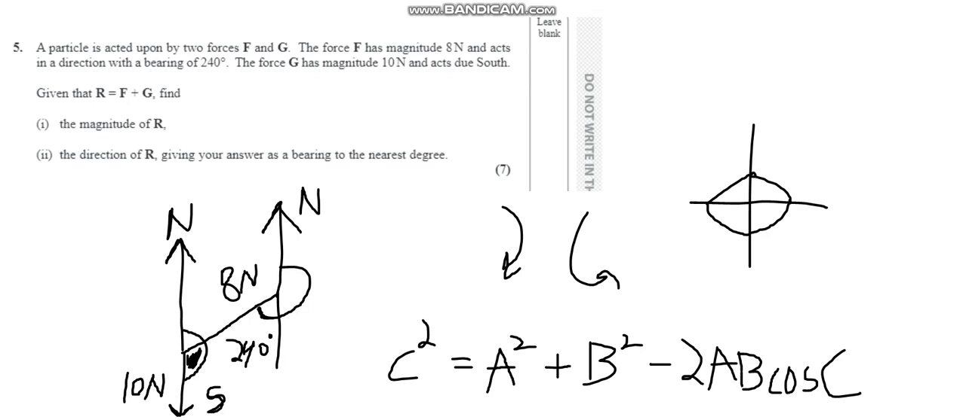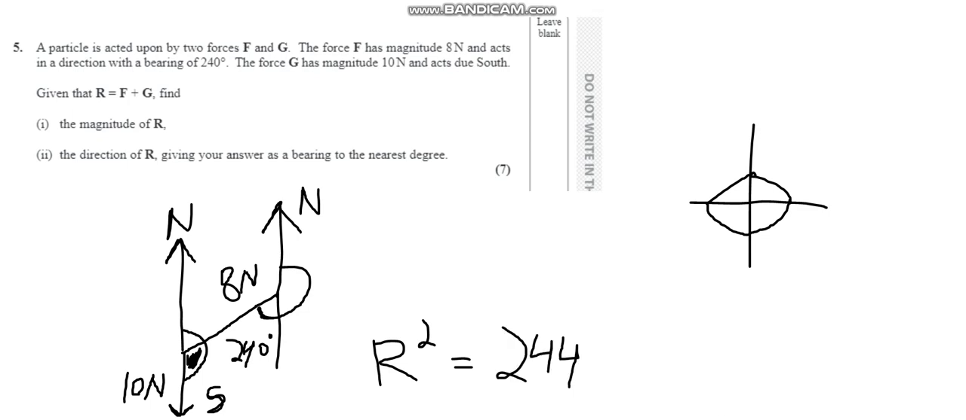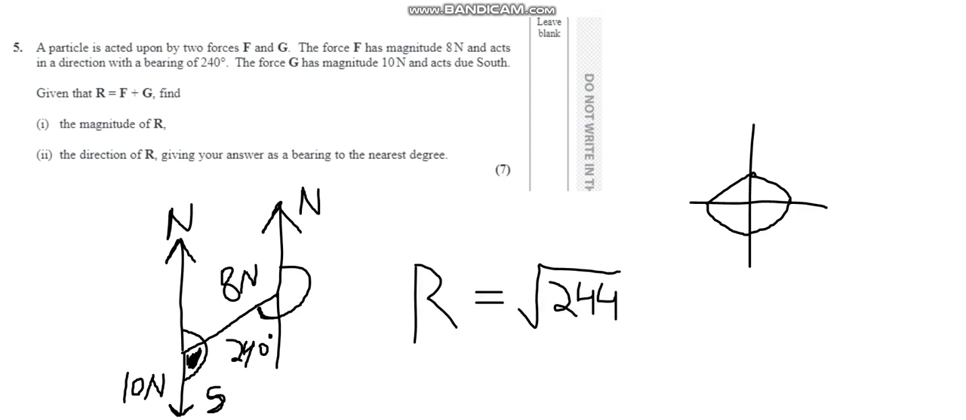I'll show you how to write the formula. There you go, that's our formula: c squared equals a squared plus b squared minus 2ab cos C. Now I'll plug in my values. R squared equals 8 squared plus 10 squared minus 2 into 8 into 10 cos 120. Plug these values into your calculator and we'll find that R squared is equal to 244. Now to find the R value, we'll square root both sides. So R is equal to root of 244, or if you plug this into your calculator, we'll find that R is equal to 15.620499, or 15.6 to 2 significant figures. So that is our R value, the magnitude of R done.